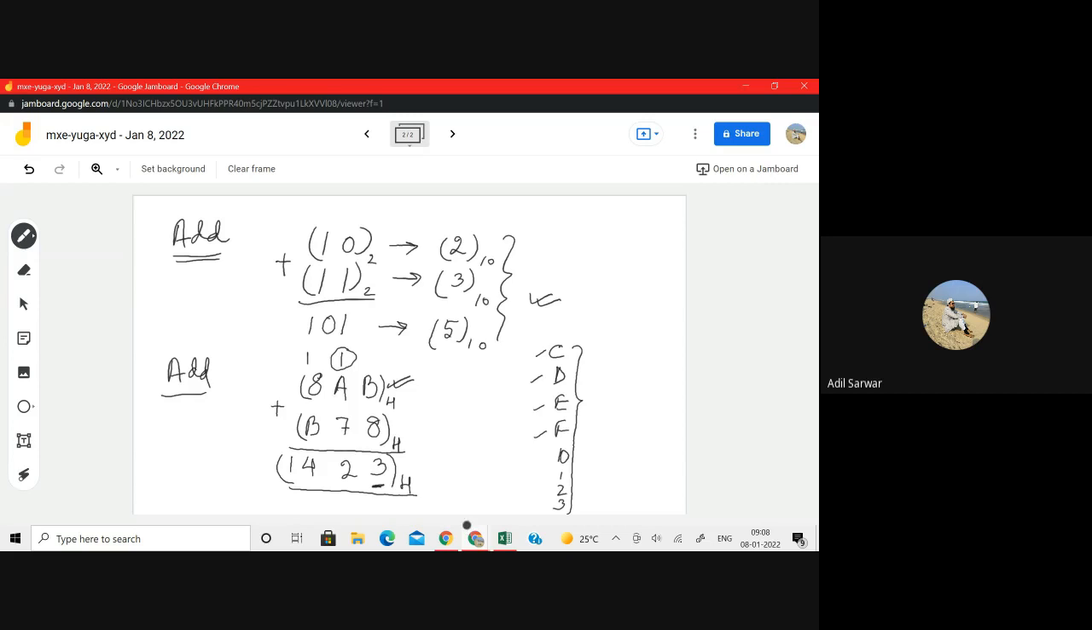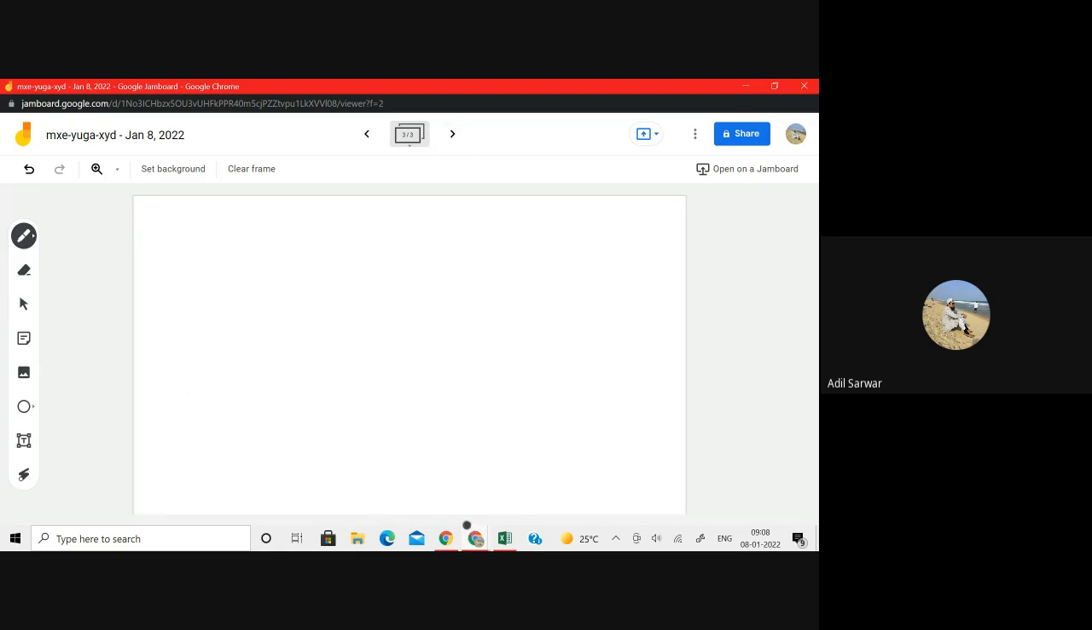Similarly, we can do subtraction also. Say, for example, I take two numbers, 5DC and 3AF, and I'm interested in subtracting these two numbers. This is in hex, and again, this is also in hex.